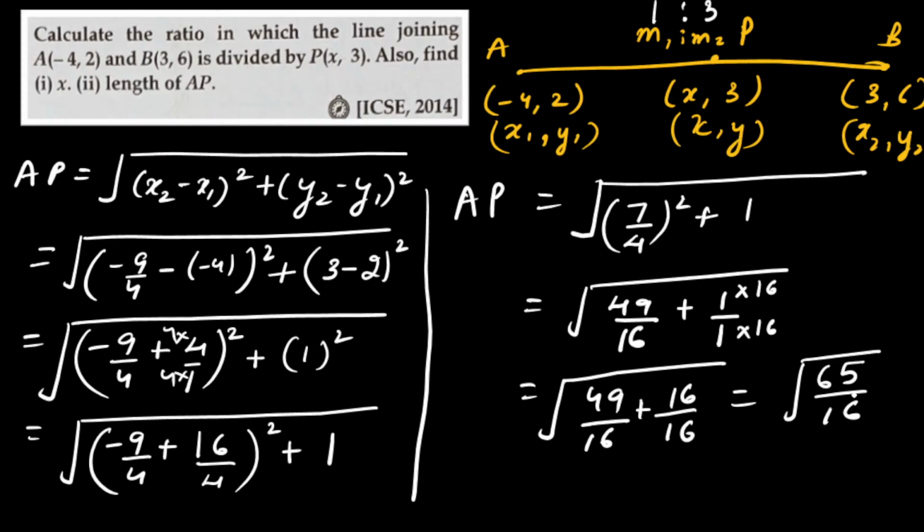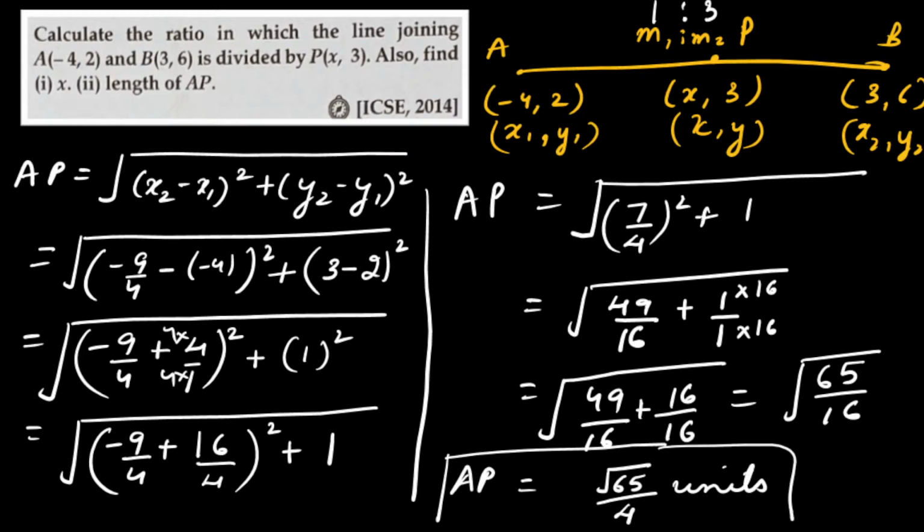Now 65 is not a perfect square, so we can write it inside the root itself. So root 65, but 16 is a perfect square, so root 65/4. So AP is equal to root 65/4 units. I hope you got the answer.